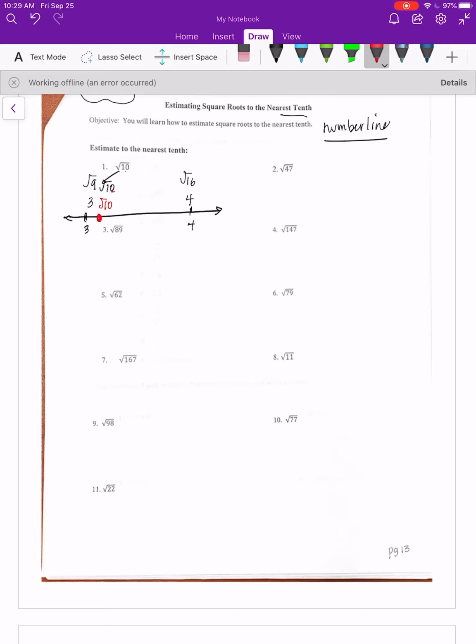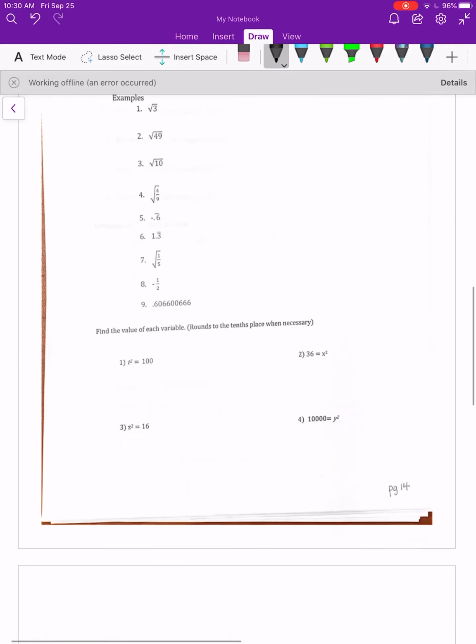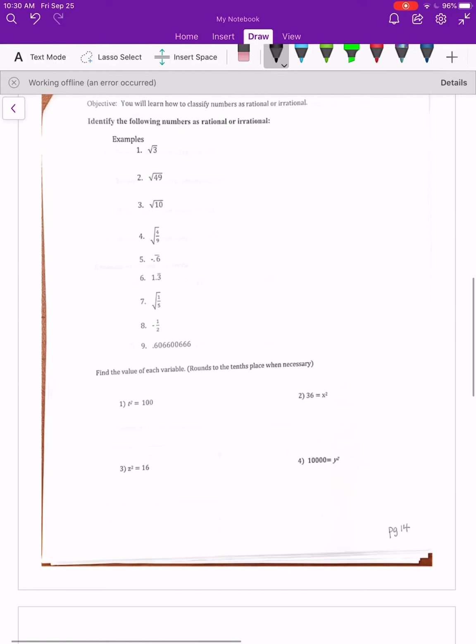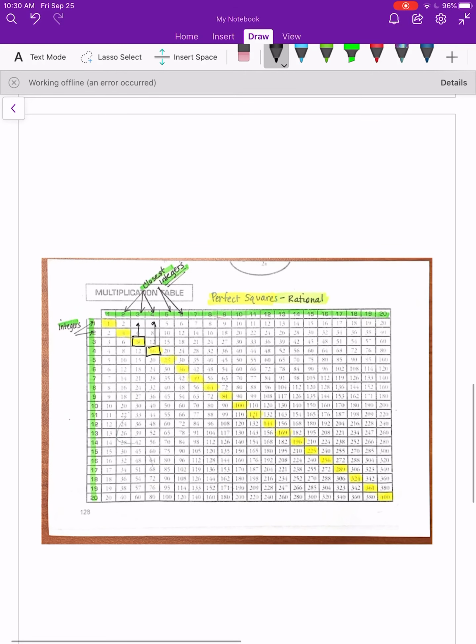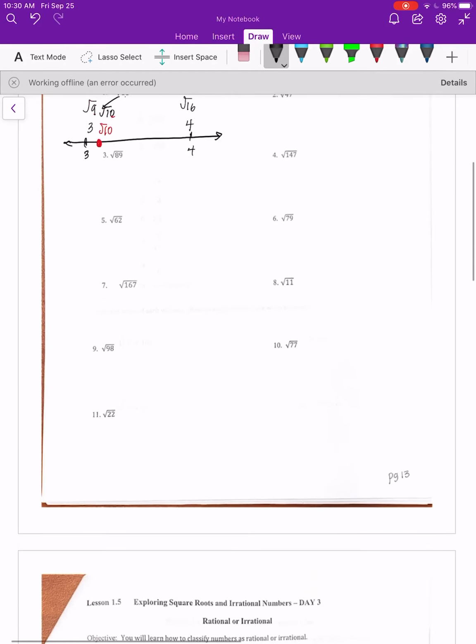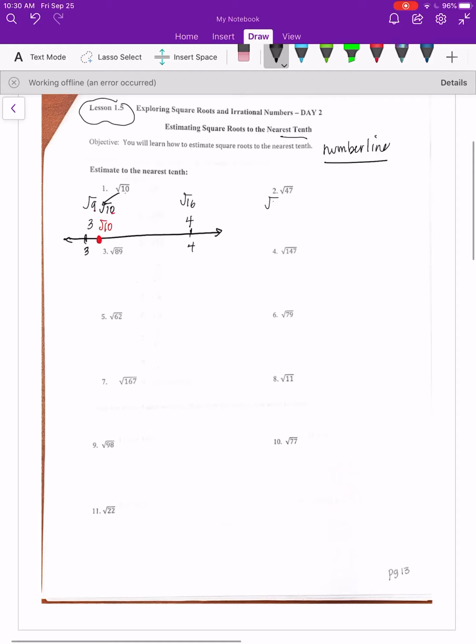The square root of 47. So again, go to your numbers chart. The square root of 47 is between 36 and 49. So the square root of 36 and the square root of 49. The square root of 36 is 6. The square root of 49 is 7.